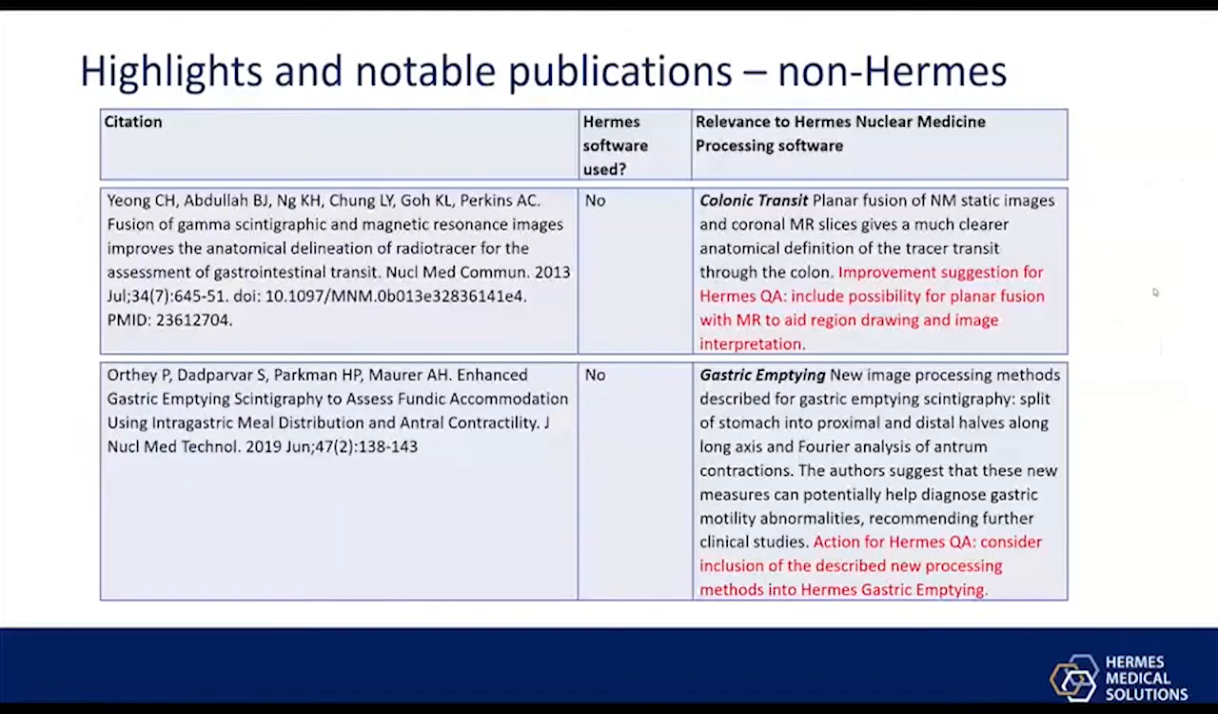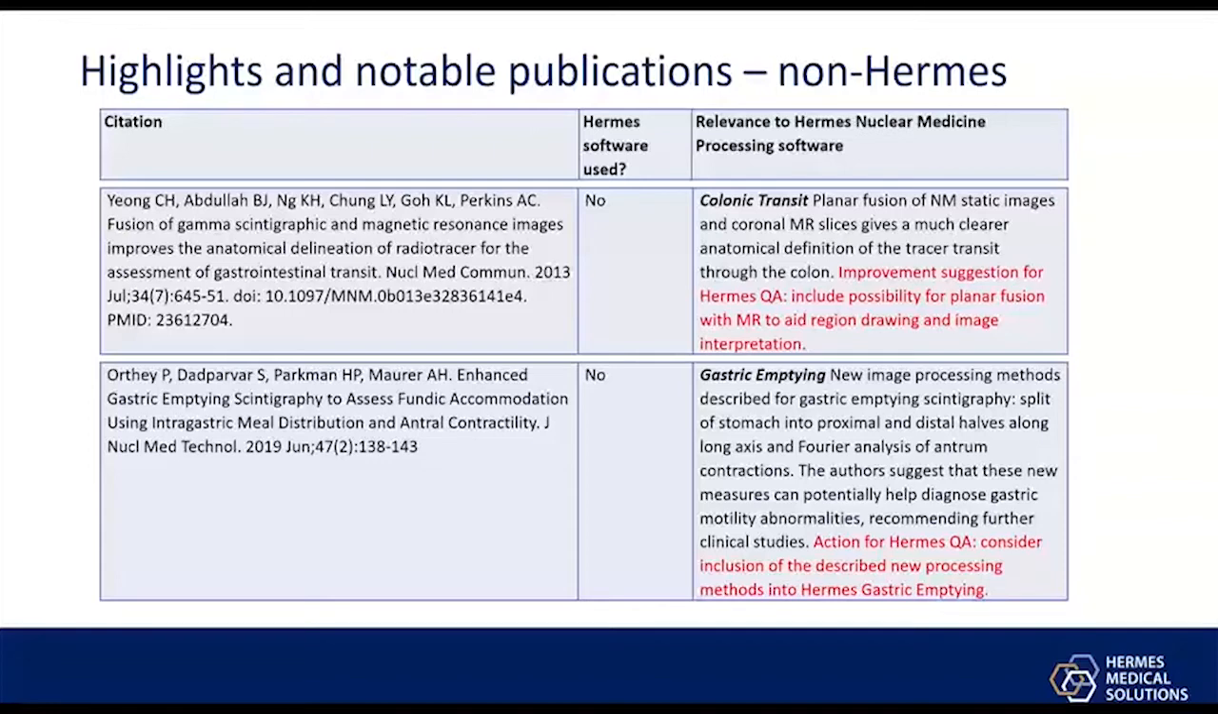Right. How are we doing? Okay, just a few more highlights and notable publications. These were a couple of highlights that I found for papers that didn't use Hermes. So colonic transit: these authors suggested fusing the nuclear medicine statics with coronal slices from MR to give a clearer anatomical definition of the tracer transit through the colon. And it's a really nice idea.